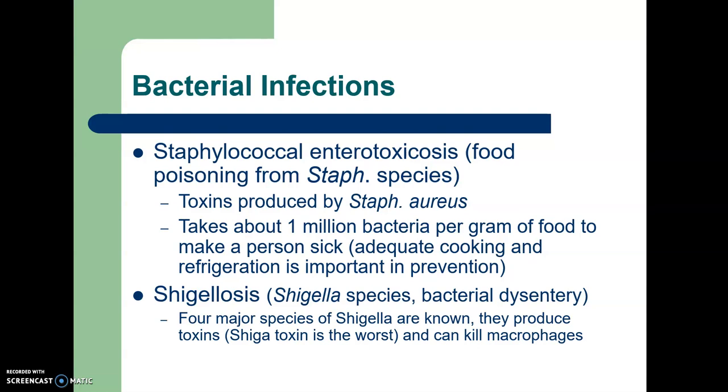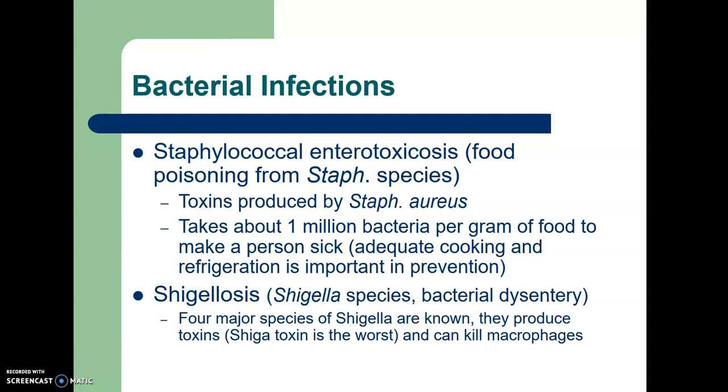It's called Shiga toxin. Shiga toxin can actually be very deadly due to the severe diarrhea that it causes, and the toxin also has the ability to kill macrophages. So not only is it making you severely sick, it's also damaging your immune system. So you can imagine, really, really bad stuff there.